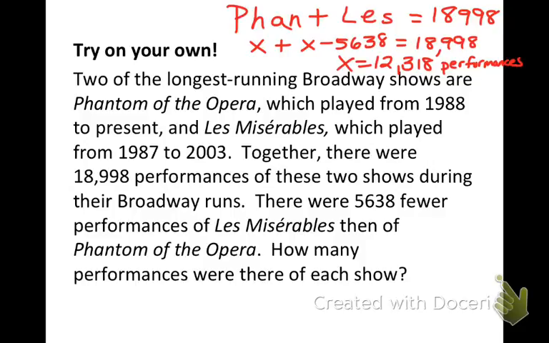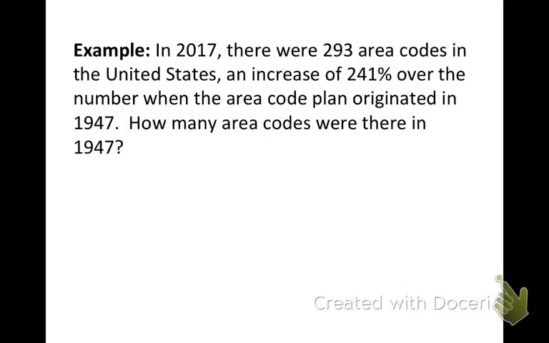All right. Good. Okay, example 3. 2017, which is now. There are currently 293 area codes in the U.S., which is an increase of 241% over the number when the area code plan originated in 1947. We need to figure out how many area codes were there in 1947.